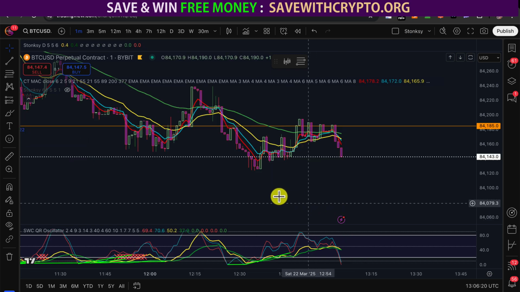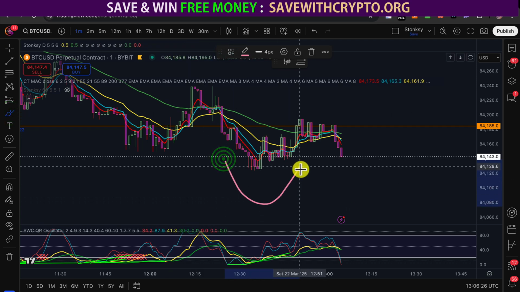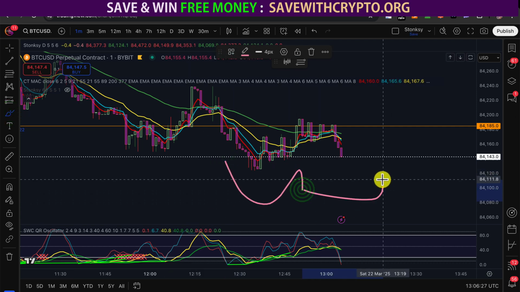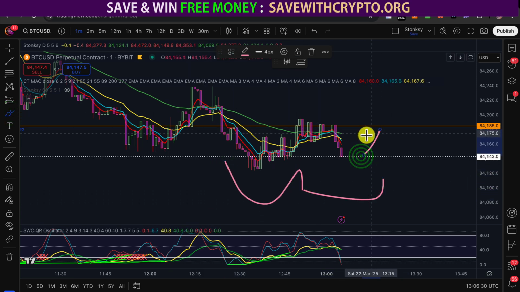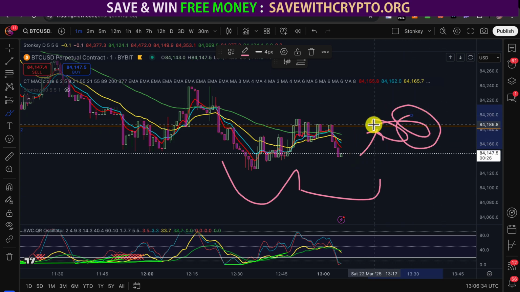So obviously at the moment I'm looking for something similar to what happened here. Maybe we'll get a double bottom like that and we'll go up a bit. But do bear in mind this level here from the CME close on Friday.